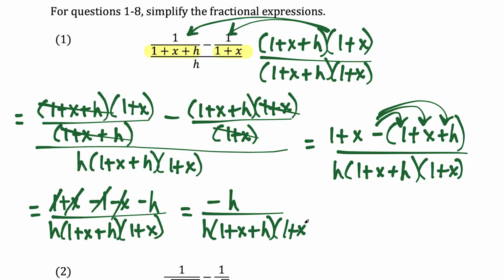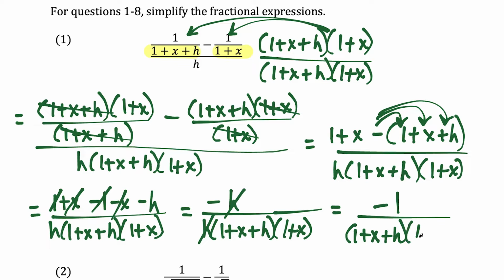And notice now everything's attached by multiplication and division. We could cancel out common factors here. So we could do h divided by h, canceling out, and then we're left with a negative 1 in the numerator, and we're dividing by 1 plus x plus h times 1 plus x. Okay, so here is our first fractional expression simplified.